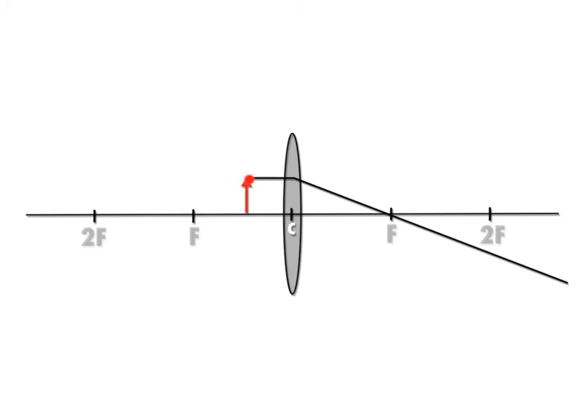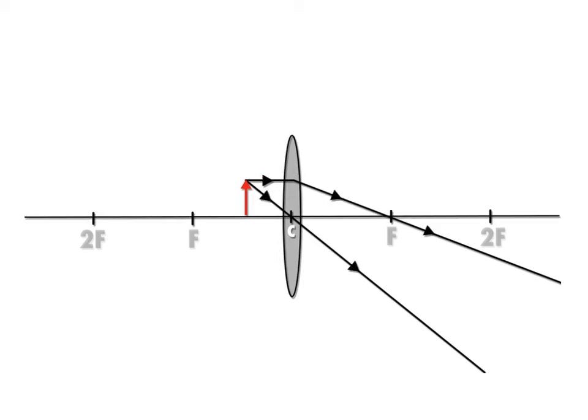So we send a ray parallel to the axis, it turns and goes through F. And then we want to send another ray that goes through the optical centre. So now we have both our rays. One parallel that turns and goes through F, one through the optical centre that passes undeviated, and we'll just add some arrows to those rays to show the direction of light travel.